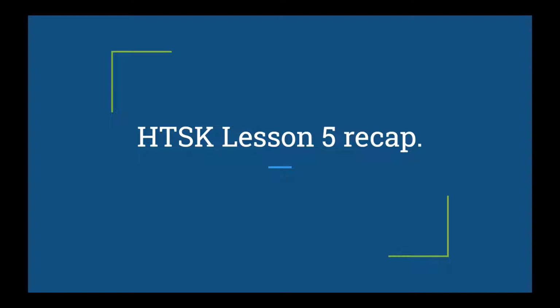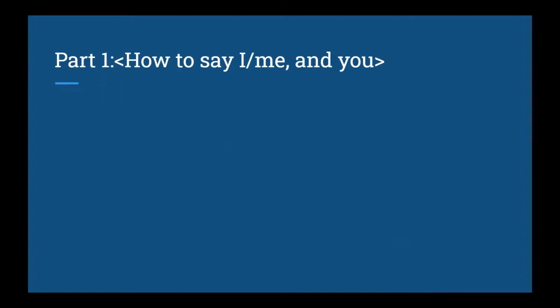This is a very long lesson, so I had to group up some parts. I've divided the lesson into 4 parts. The first part: how to say I, me, and you. There are 2 main ways to say I in Korean, a formal and an informal way. The formal is 저, and the informal is 나.